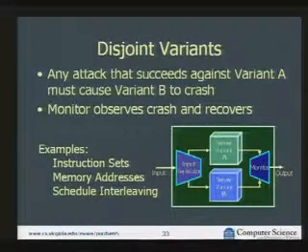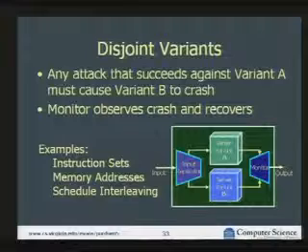So what do we need to make this work? We need some way of making variants that are disjoint. We need to know that anything that works on variant A is guaranteed to make variant B crash, and anything that works on variant B is guaranteed to make variant A crash.